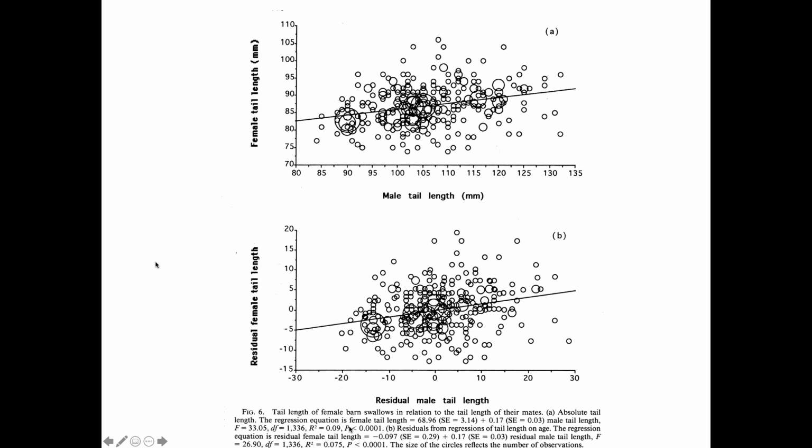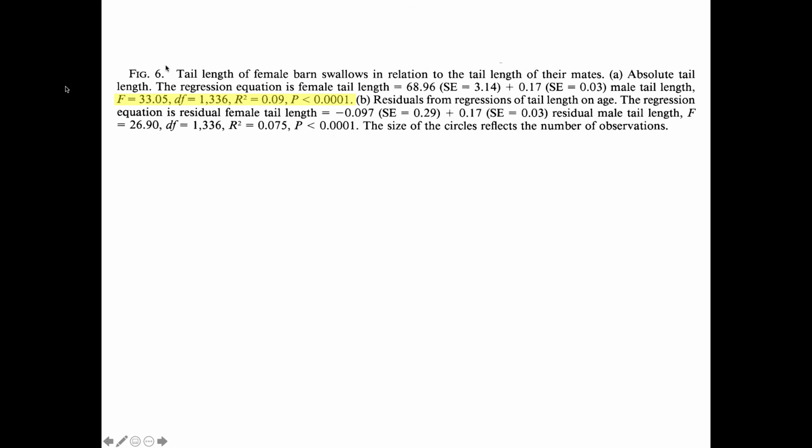I'm just going to blow up the caption for you because I want to pay attention to some things that are important. It says here, tail length of female barn swallows in relation to the tail length of their mates. Absolute tail length. The regression equation is female tail length equals the y-intercept plus the slope value multiplied times male tail length. The F statistic for this is 33.05. The degrees of freedom are 1 for the regression model and 336 for residual. The p-value is less than 0.0001, which would make you think that the regression is really, really significant.